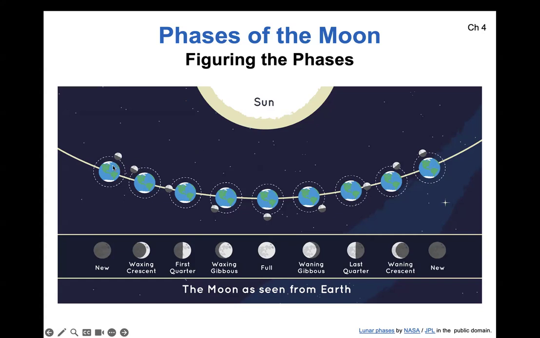That means that the Earth has moved quite a bit by the time the moon returns to the same phase. So the idea of returning to the same phase has to account for the Earth's orbit around the sun. Because if we only cared about the moon orbiting Earth, regardless of the sun, we would have a shorter period. And those two periods of the lunar cycle have different names.